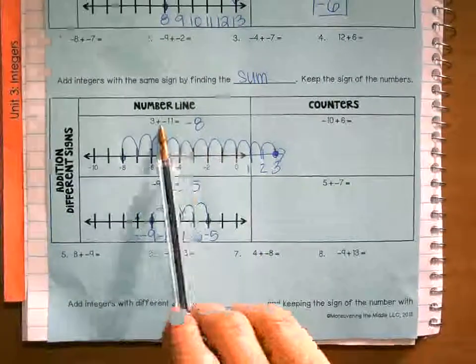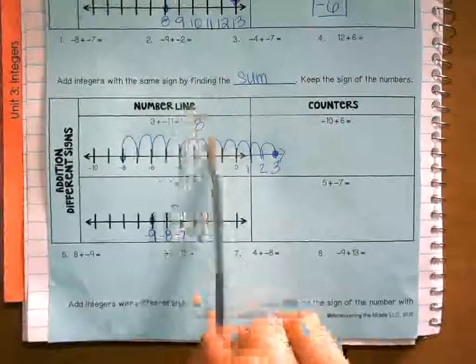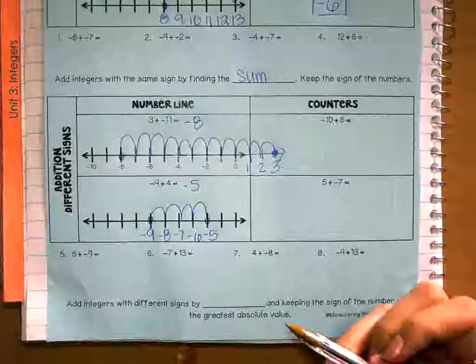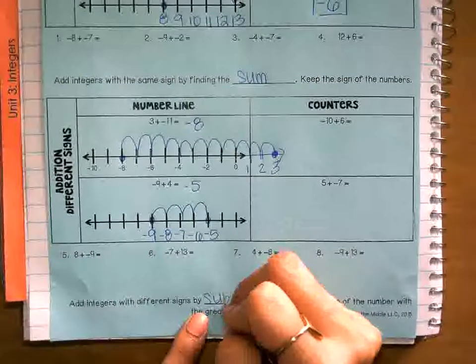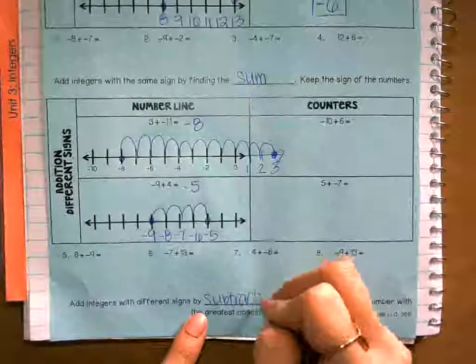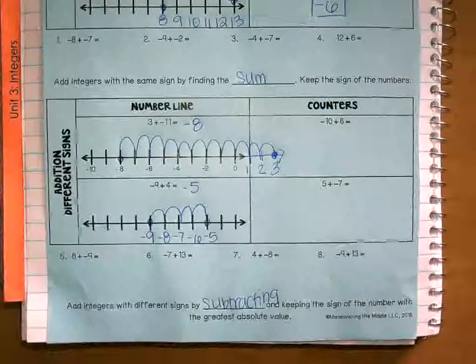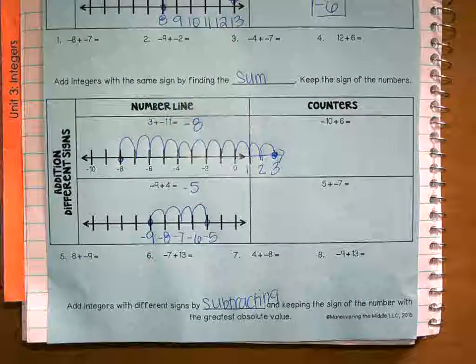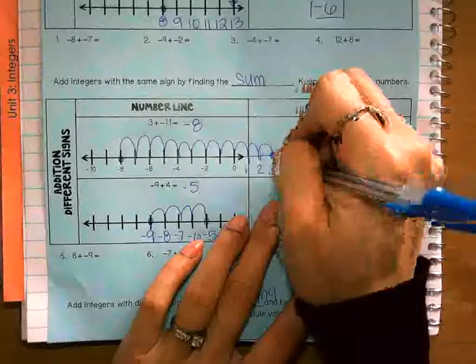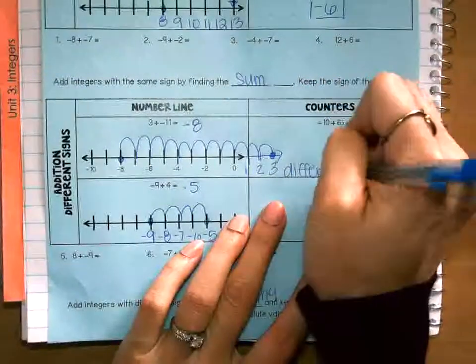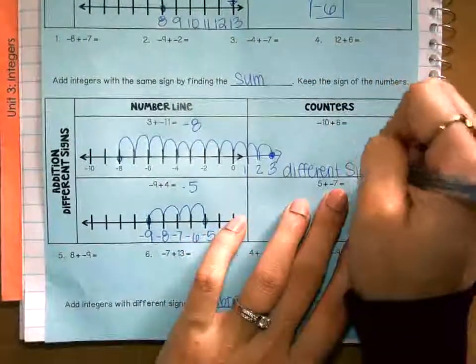So what operation are we technically doing here, guys? Subtraction. So we add integers with different signs by subtracting. Always ask yourself the question, are my signs the same or are they different? Same or different? If my signs are the same, you add. Different signs, subtract.